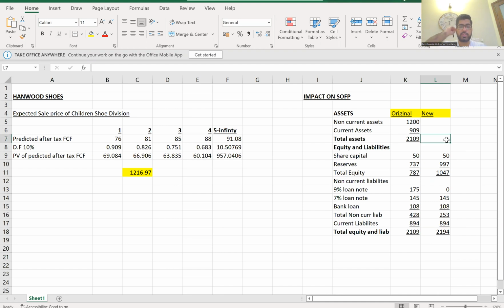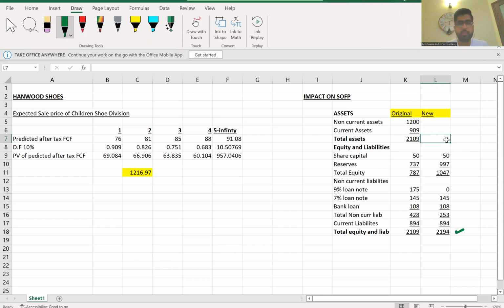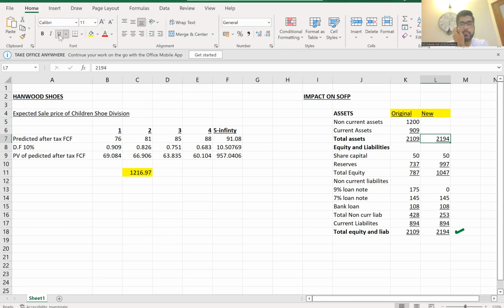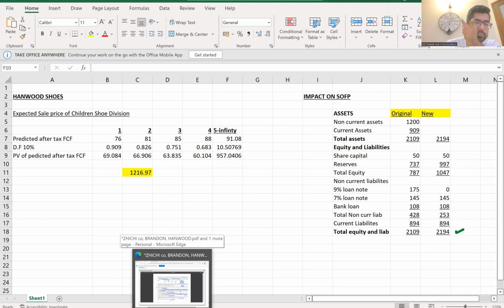So obviously, if total equity and liabilities are 2194, the total assets should also be 2194. Now you just need current assets and non-current assets, and you will get the impact on SOFP. I would never waste my time in the exam to calculate both of them, because I will just calculate one and then the remaining would be the balancing figure. So calculate any one of them and you are all set to go.